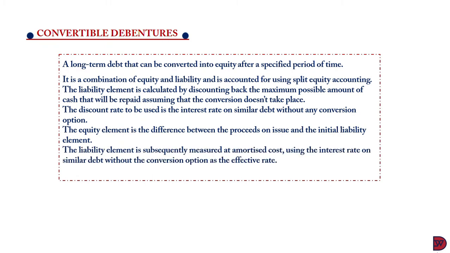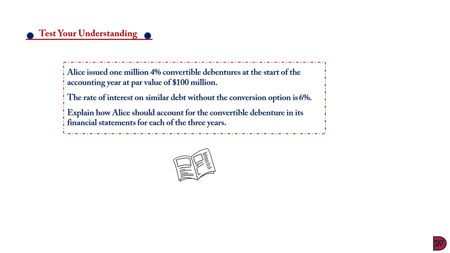The liability element is subsequently measured at amortized cost, using the interest rate on similar debts without the conversion option as an effective rate, like we did for the financial liability. The equity element is not subsequently changed. We don't use the amortized cost to adjust it annually until the conversion is done to equity. So let's test our understanding. Alice issued 1,004% convertible debentures at the start of the accounting year at par value of $100 million.